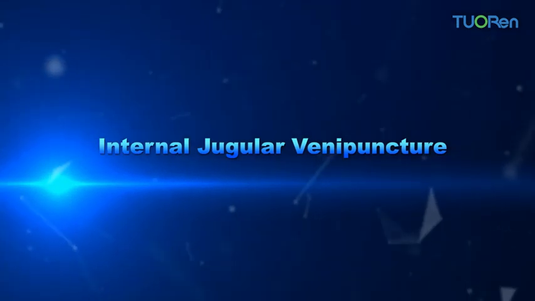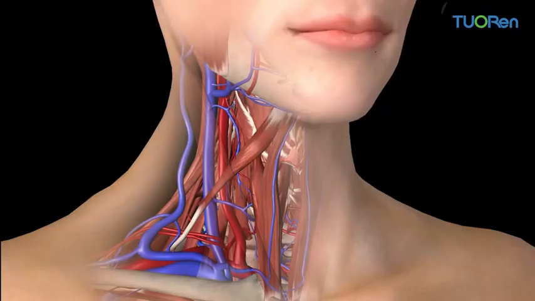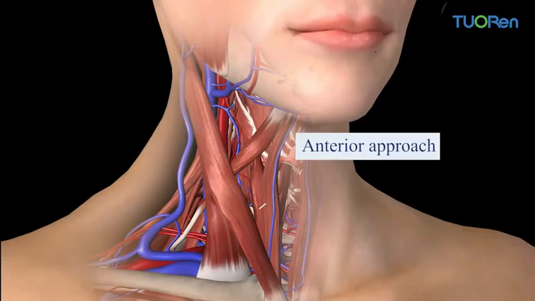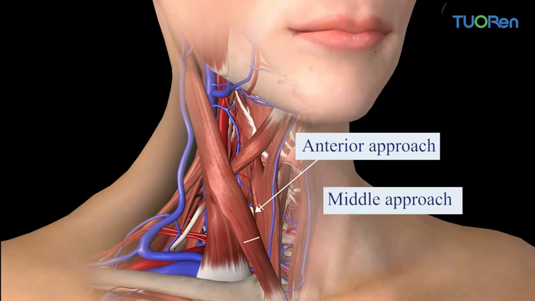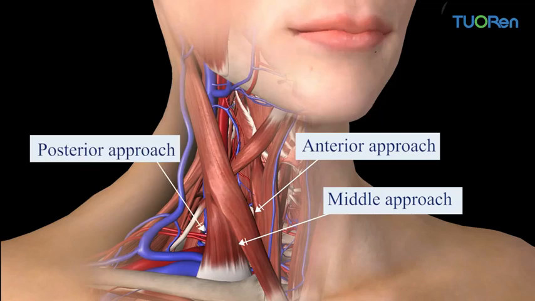Internal jugular venipuncture. Anterior approach, middle approach, posterior approach.